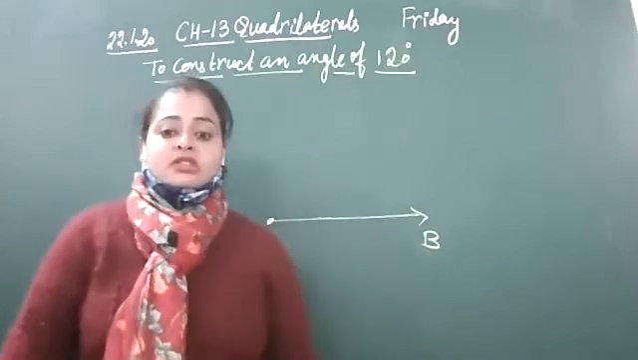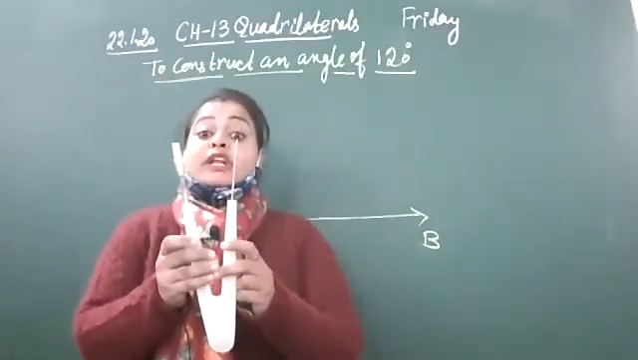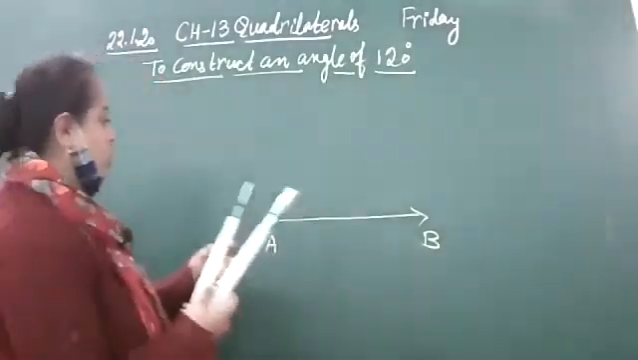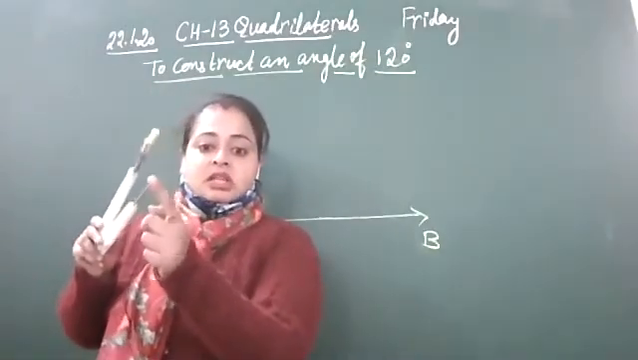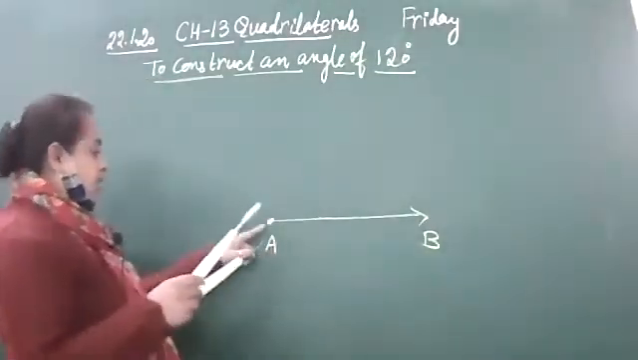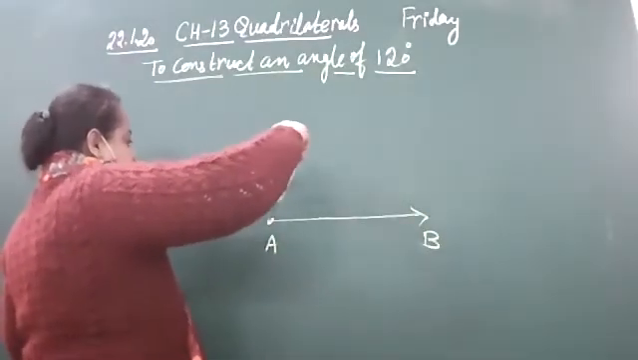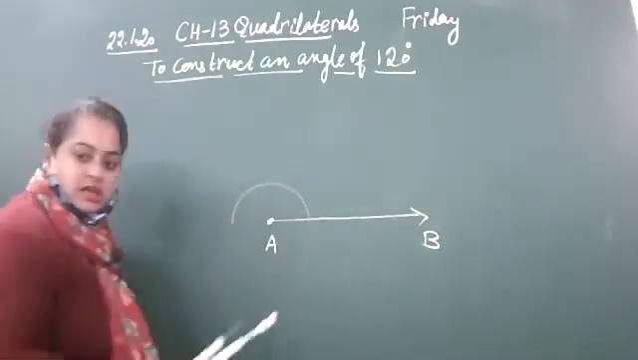Yes, open a compass. Very good, Karthik. Now, open a compass according to your wish. There will be no compulsion. Fine. Now, put the sharp tip of the compass on A and draw a semicircle like this. This is a semicircle.